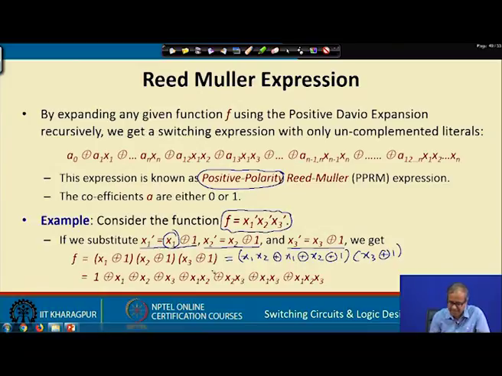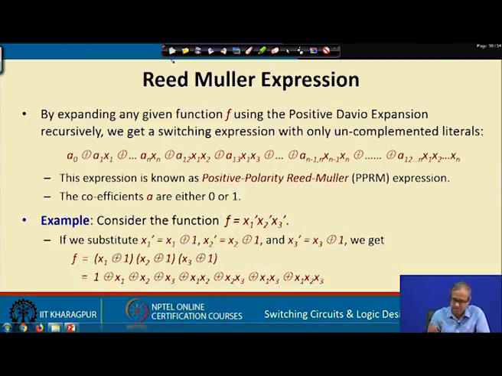Now, if you multiply again like this, you will get, you see, x1 x2 multiply x3, you get this, x1 x2 and 1, you get this, then x1 and x3 you get this, x1 and 1 you get this, x2 and x3 you get this, x2 and 1 you get this, and finally 1 and x3 you get this, 1 and 1 you get this, right. So, you see for this function ultimately whatever you get, this is your positive polarity Reed-Muller form, all variables are uncomplemented, right. Okay.